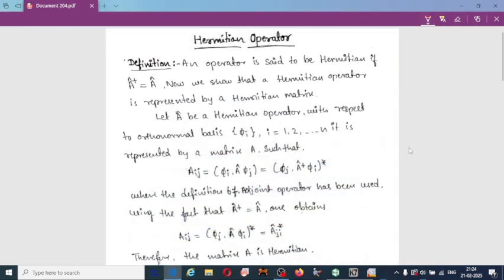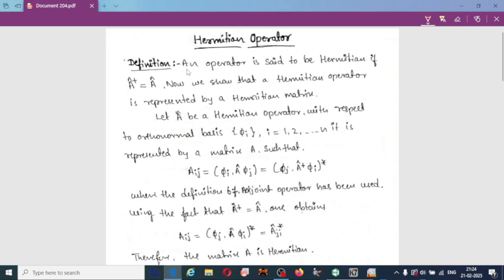Hi everyone. So in this video I am going to explain to you about Hermitian operator. In the previous video I have explained about linear operator and also Hilbert space, inner product space. So today let us discuss about Hermitian operator. First you should know the operator definition. An operator is the one that, when you operate on any function or vector, gives another function or a vector.